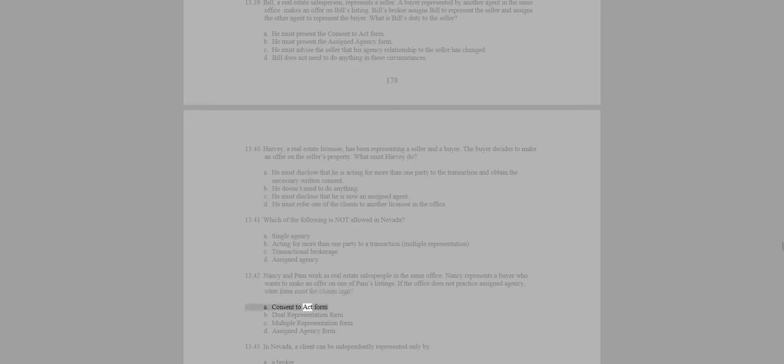A. Consent to act form. B. Dual representation form. C. Multiple representation form. D. Assigned agency form.